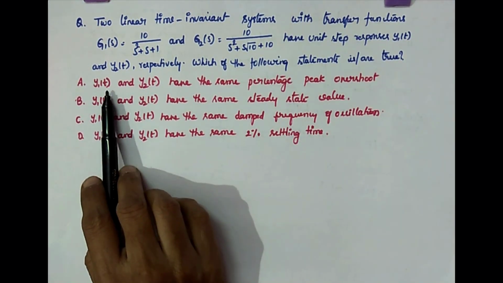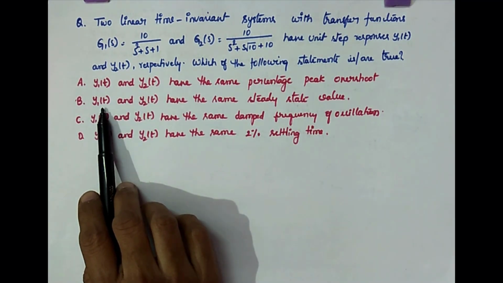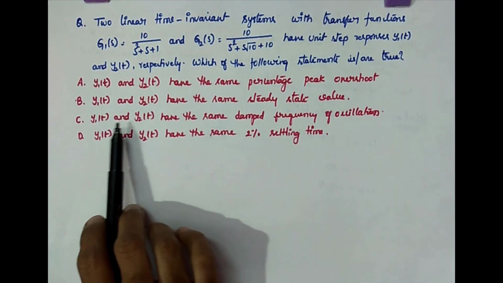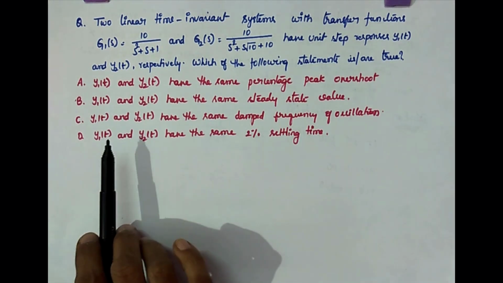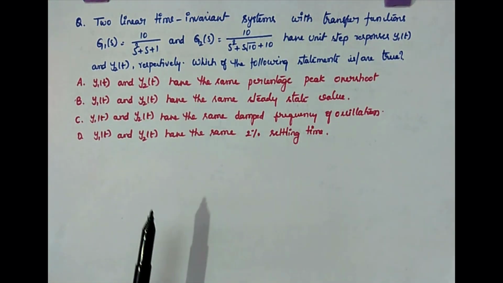The first is y1(t) and y2(t) have the same percentage peak overshoot. y1(t) and y2(t) have the same steady state value. y1(t) and y2(t) have the same damped frequency of oscillations. y1(t) and y2(t) have the same 2% settling time.